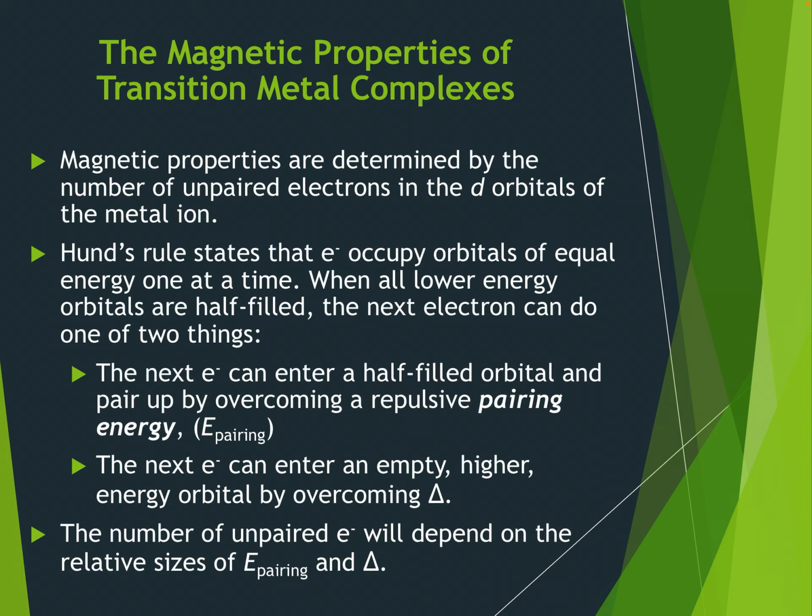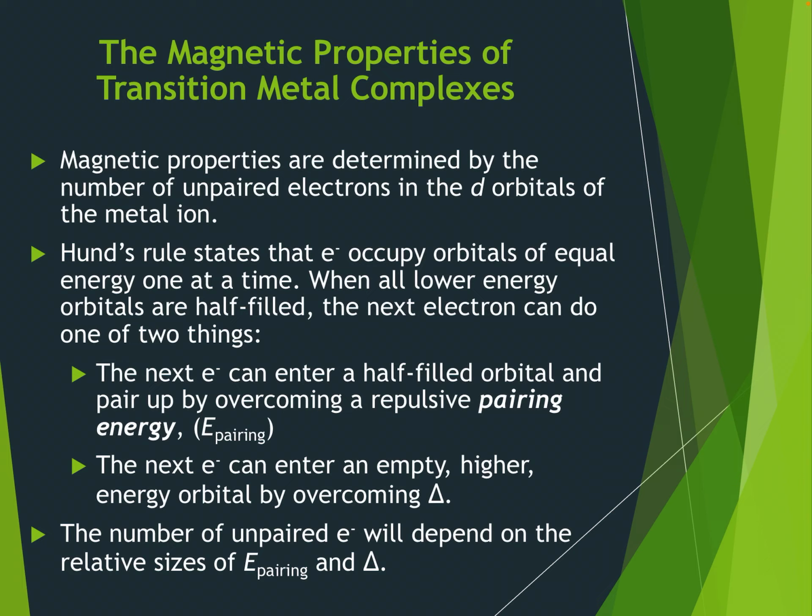Okay, so now we're going to talk about magnetic properties. We've talked about the colors, right? And I told you the 2 things we were going to talk about today were the colors and the magnetic properties. So we've talked about colors, now we're on to magnetic properties, and they are determined by the number of unpaired electrons in the d orbitals of the metal.